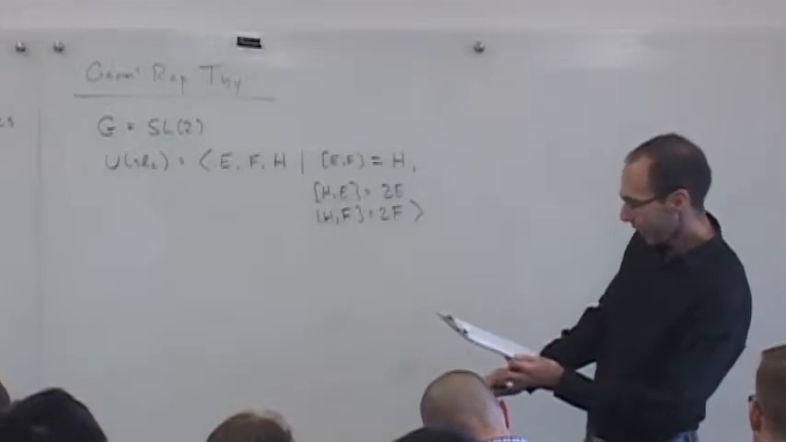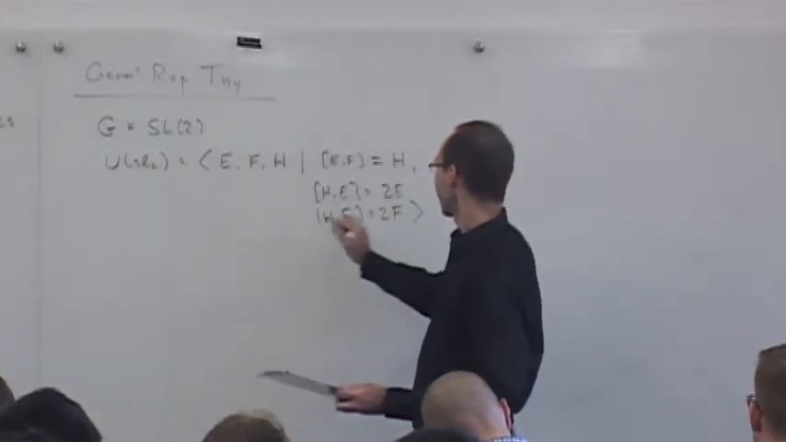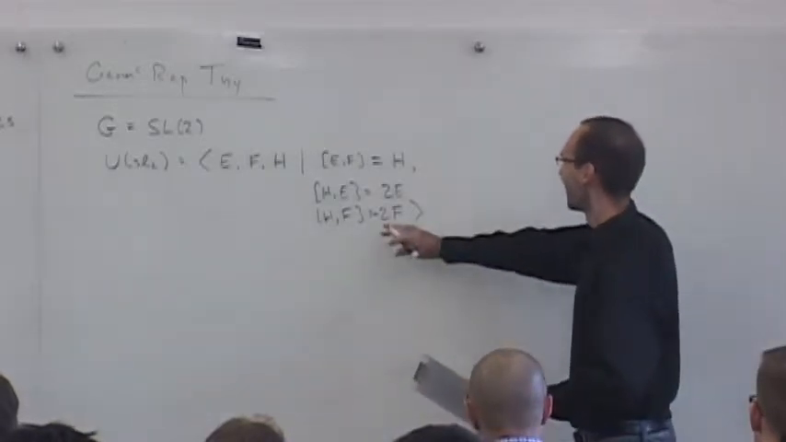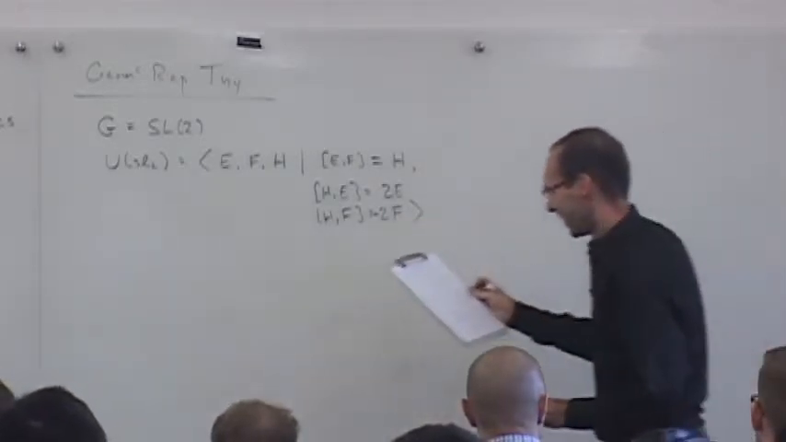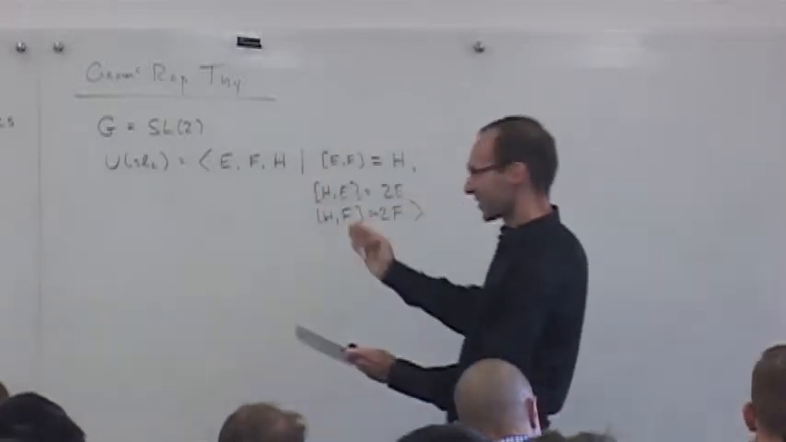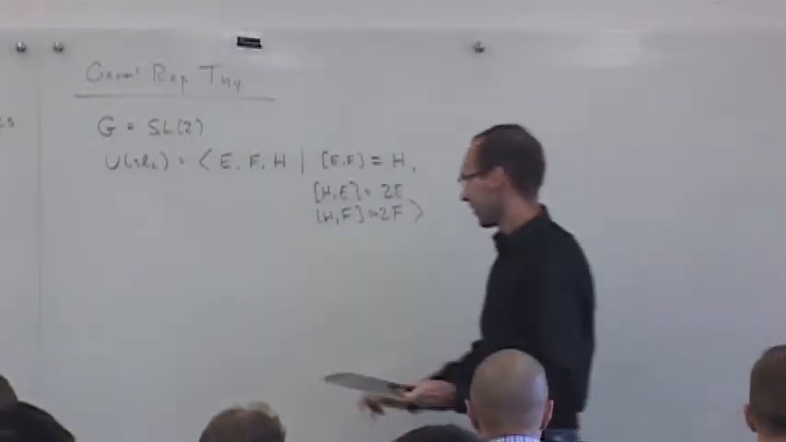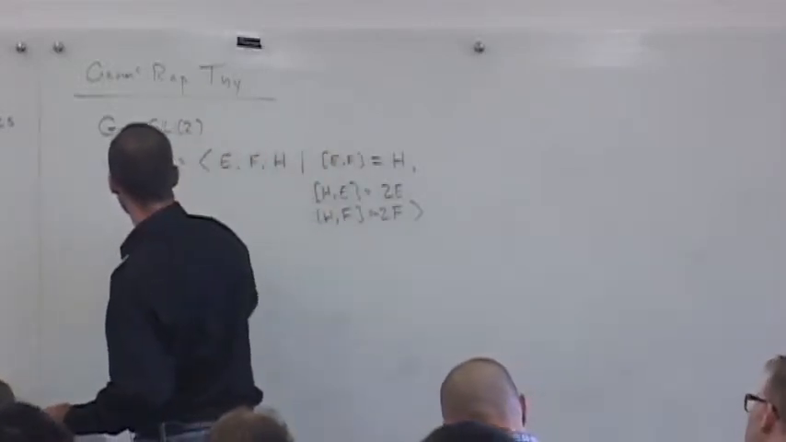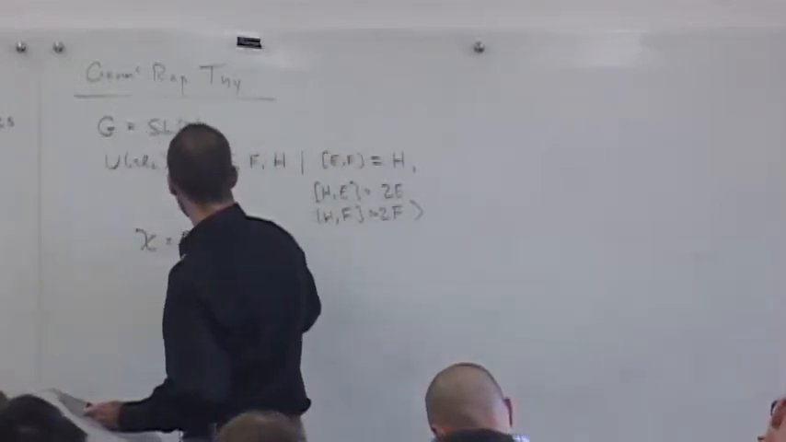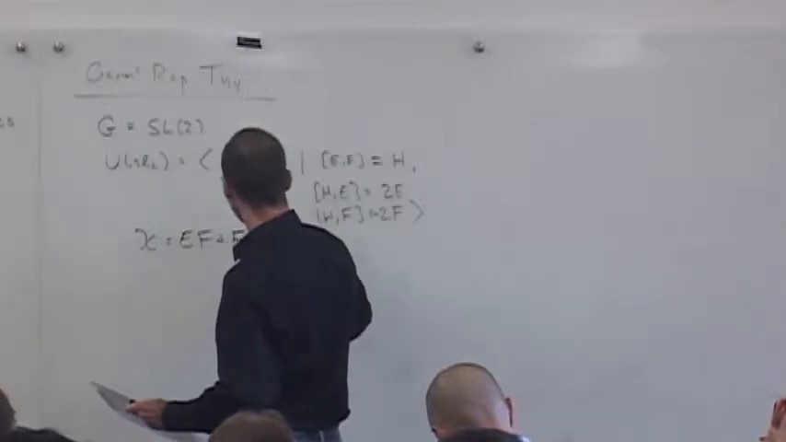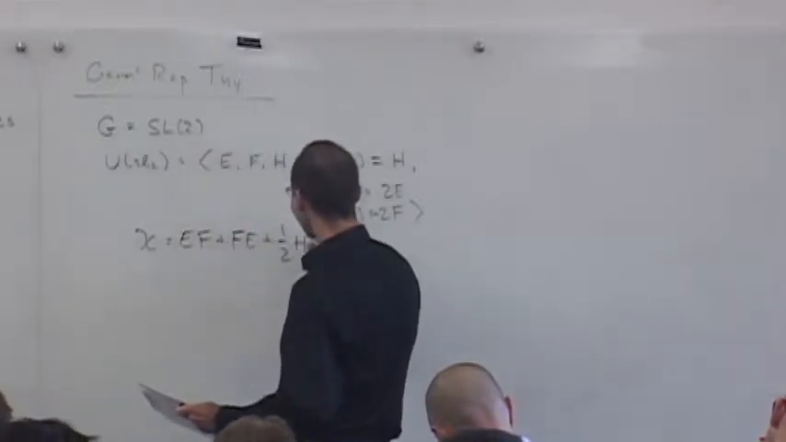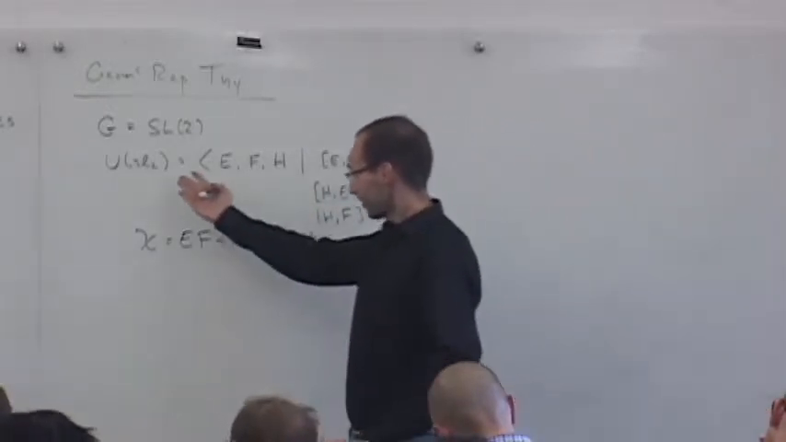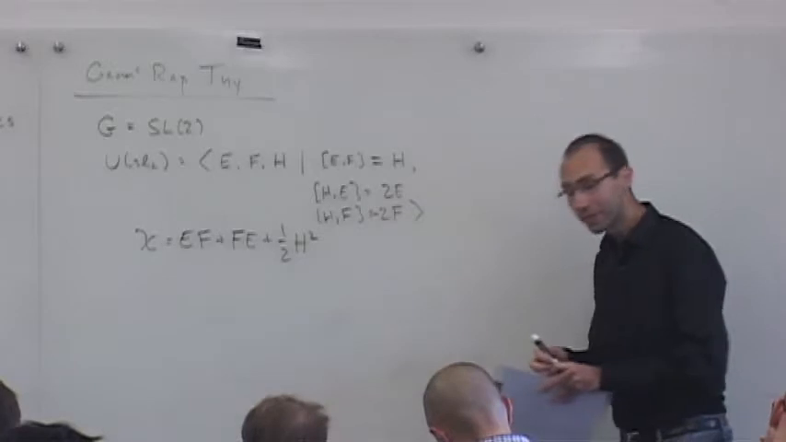This algebra has a center that's generated by the Casimir element, EF plus FE plus a half H squared. And the full representation theory of U of SL2 is really horrible.